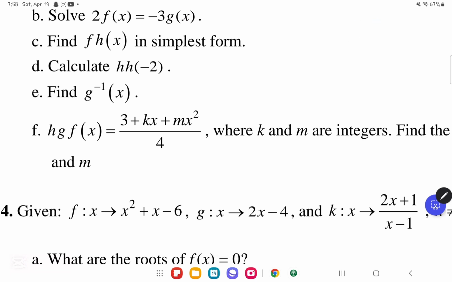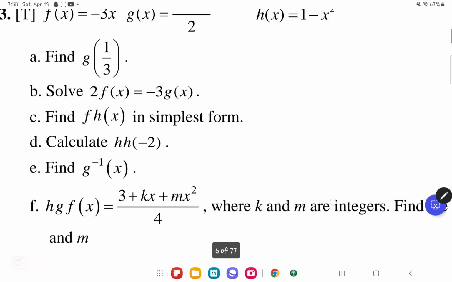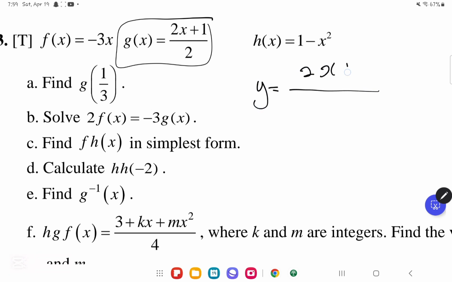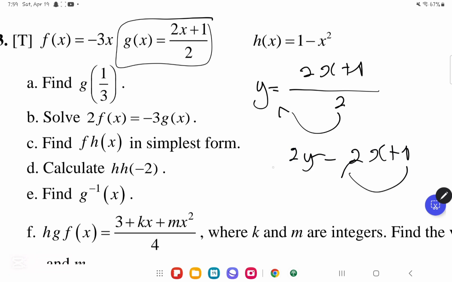We move on to part E. In part E, they said find g inverse of x. So what is g inverse of x? Very simply, you will take g of x, which is 2x plus 1 over 2, and you will put y instead of g of x, so y is equal to 2x plus 1 over 2. Multiply by 2, 2y is equal to 2x plus 1. Bring my plus 1 to the other side. 2y minus 1 is equal to 2x. Divide both sides by 2.